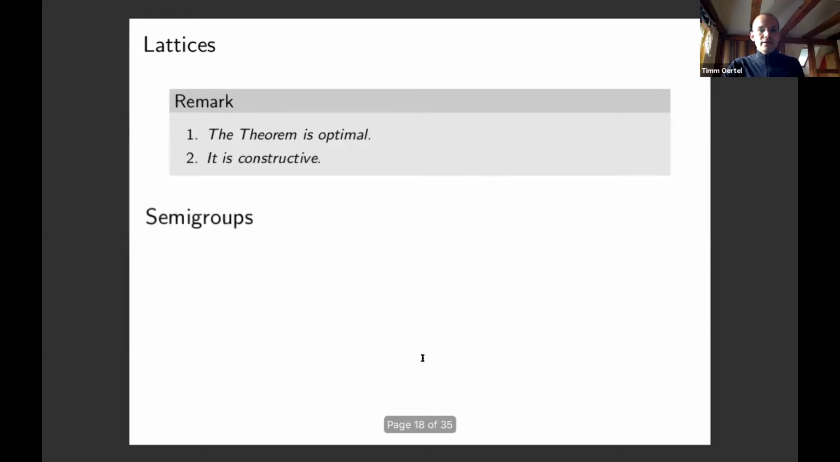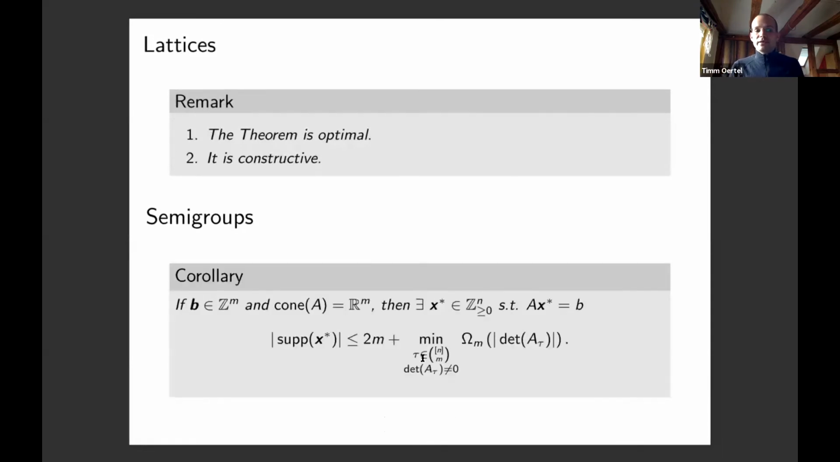And actually the way we got initially to this problem was by looking at the semigroup setting. And this gives rise immediately to a nice corollary that gives a bound for the semigroup setting. So again, if we have a positive integer Zm, it should also be stated that it has a feasible solution.